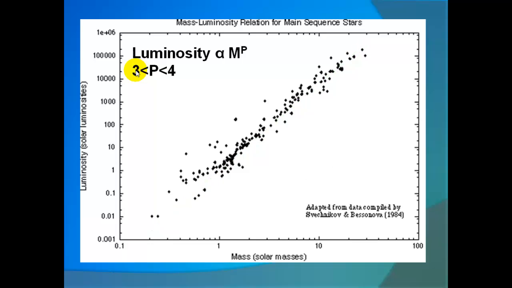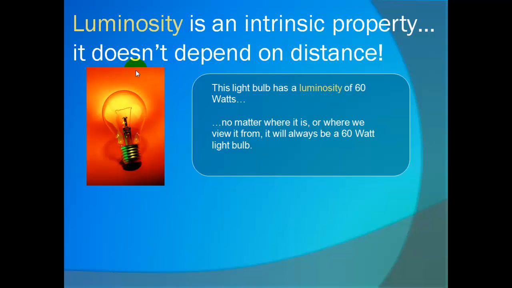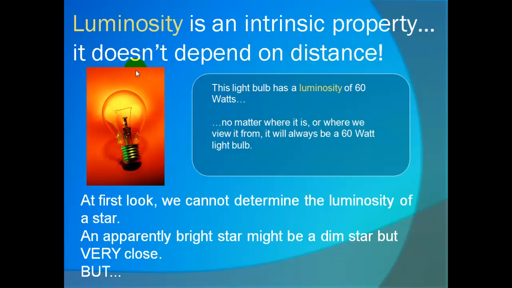So the luminosity is basically how much energy is given out by the star. Now, wherever you see the star, from wherever, its luminosity will still be the same. But if it's far away, it will not appear to be so bright. So we have another thing which is related to the luminosity, which will also depend on the distance, which is the brightness, and we'll look at that now. At first, we cannot determine the luminosity of a star if it's far away. An apparently bright star might be a dim star but very close.